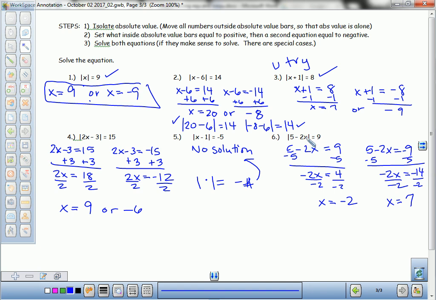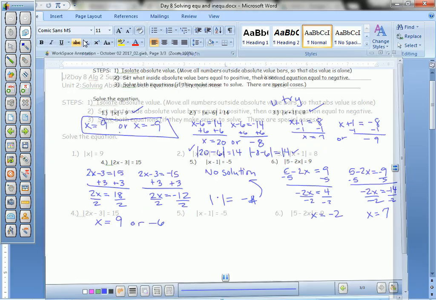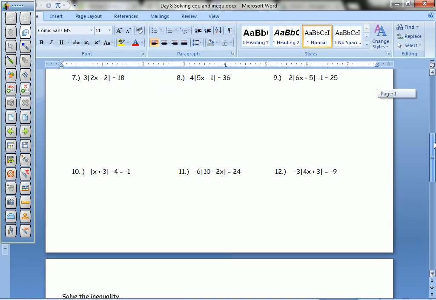So this time when we plug it in, we get 5 minus 14. And 5 minus 14 is negative 9. But what is the absolute value of negative 9? 9. Okay? So for each one of these, the absolute value part was already by itself. So we didn't have to do step 1 at the top. We do it at the bottom. So let's go look at those types of problems.